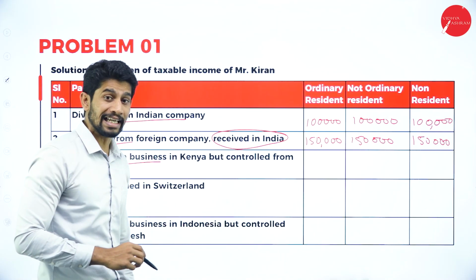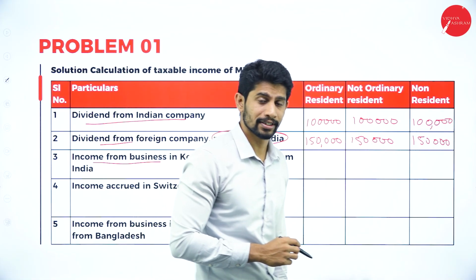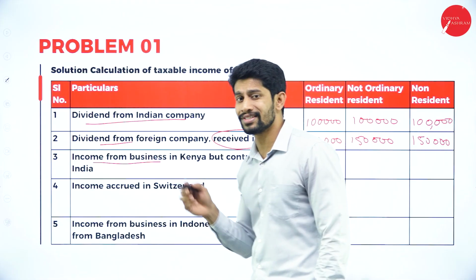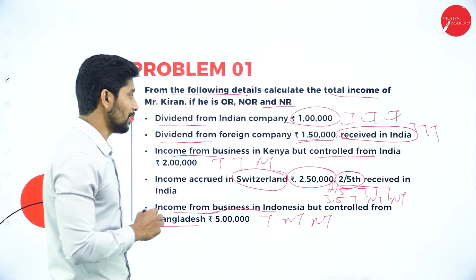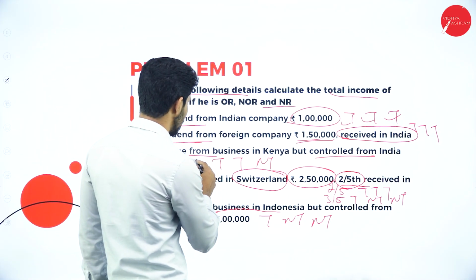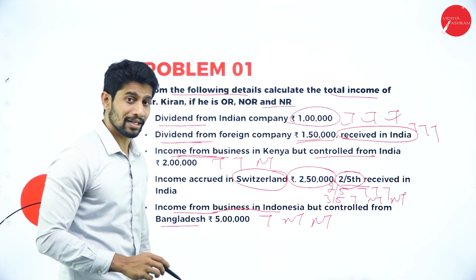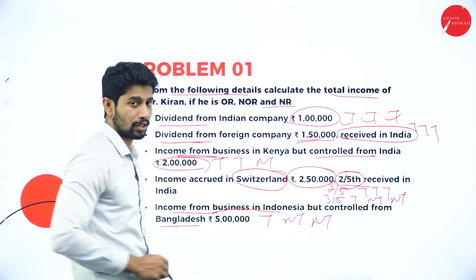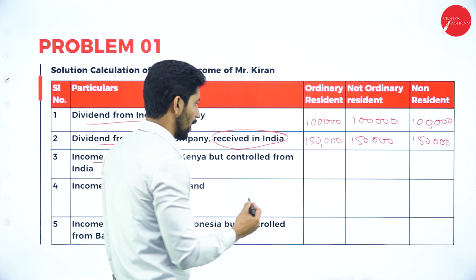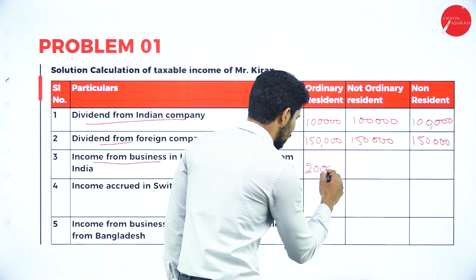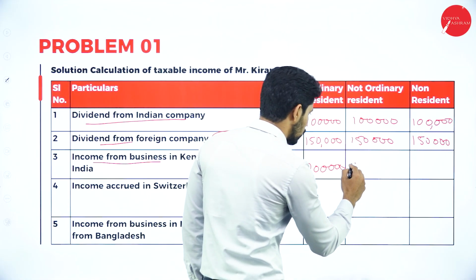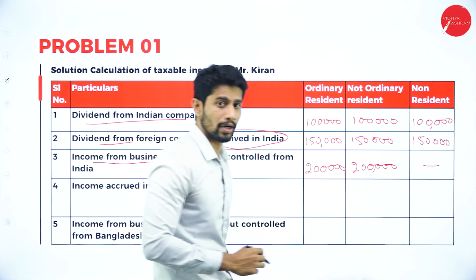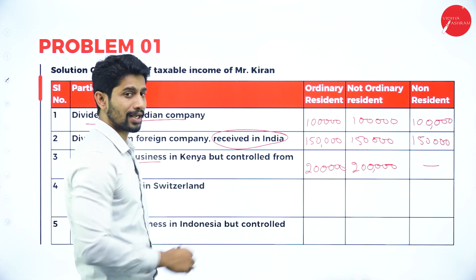What is the third point we have? Income from business in Kenya, but controlled from India. The business is in Kenya, but it is controlled from India. The treatment is taxable, taxable, not taxable. The amount is rupees 2 lakh. So first column 2 lakh, under not ordinary also 2 lakh, and under non-resident it is nil. We will not write the amount because it is not taxable.